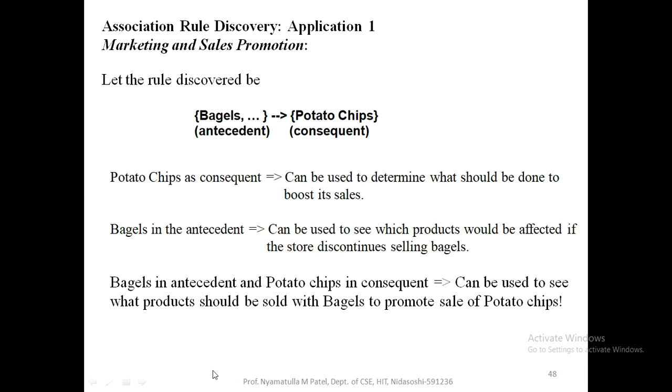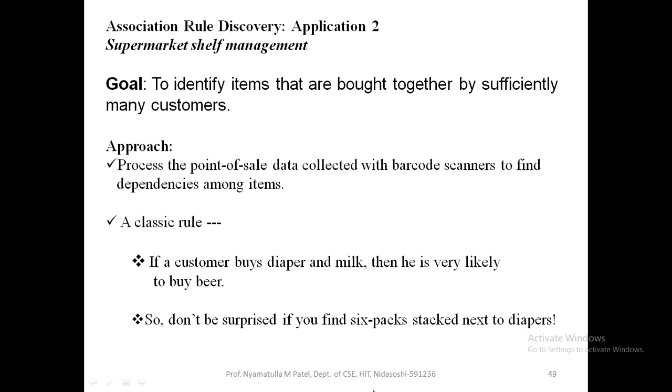Bagels in antecedent and potato chips in consequence can be used to see what products should be sold with bagels to promote sales of potato chips. Now, association discovery: what product do I have to sell along with the bagels so that potato chips are sold? That is an association rule discovery.